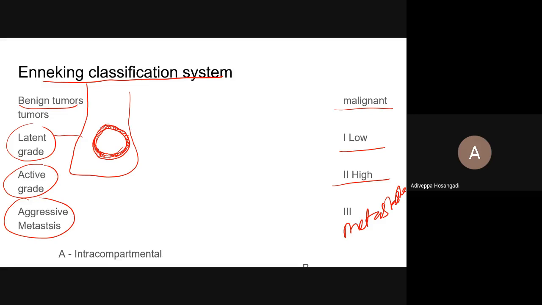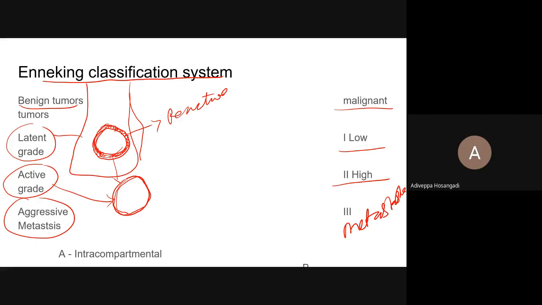Active is apparently a little more aggressive as compared to latent. So you will see a thin reactive zone. Please remember, this is not a periosteal reaction. This is the reactive zone in the tumor. In active, the thickness of this reactive zone is less.